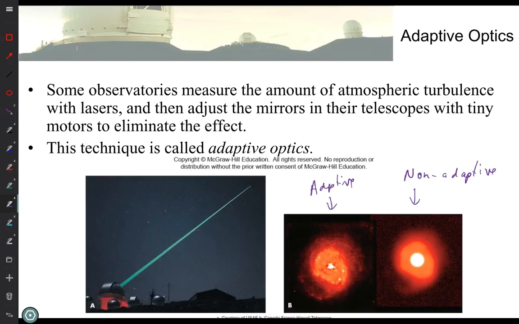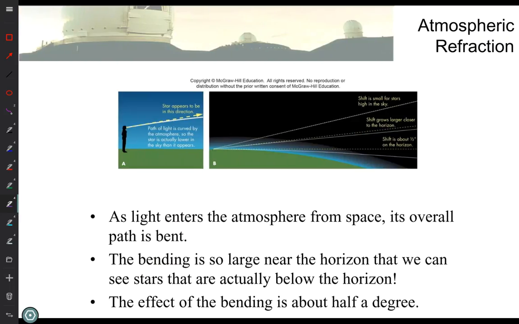So you can improve the resolution by about a factor of 10 by using these adaptive optics, which makes Earth-based telescopes a much better option than they were 15 odd years ago. Still better to get outside the Earth's atmosphere altogether.